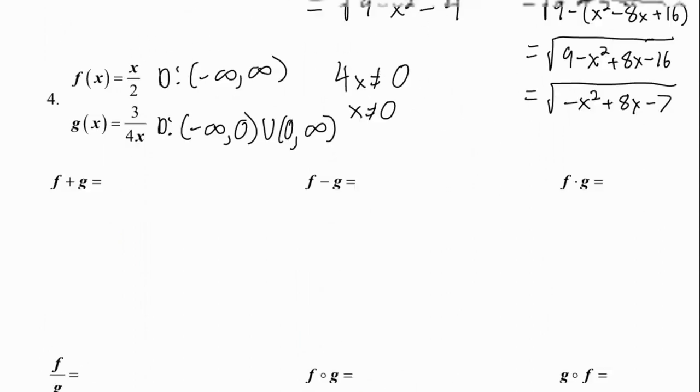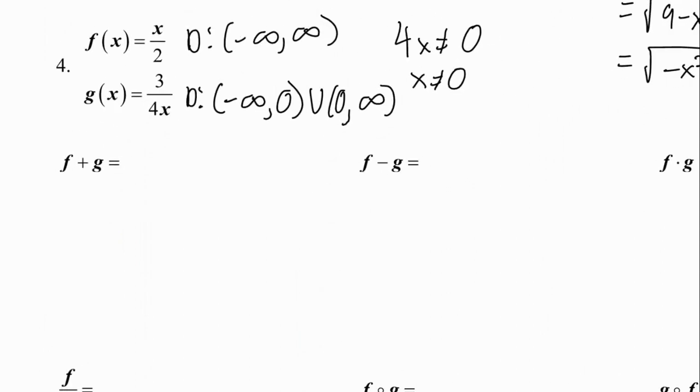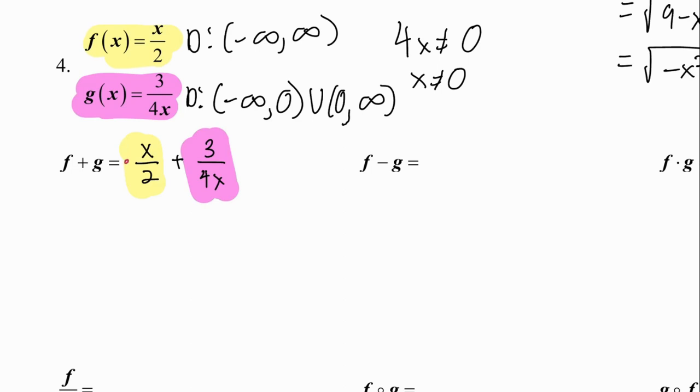So now we are going to start with some addition and subtraction. So when we're doing addition, we'd have x over 2 plus 3 over 4x. So for this one, we do need to get a common denominator in order for this to work. Okay. So we need to get a common denominator. So the least common denominator in this case would be 4x, which we already have in g. So what we need to do is we need to multiply that first piece by 2x over 2x in order to get a common denominator all the way through.